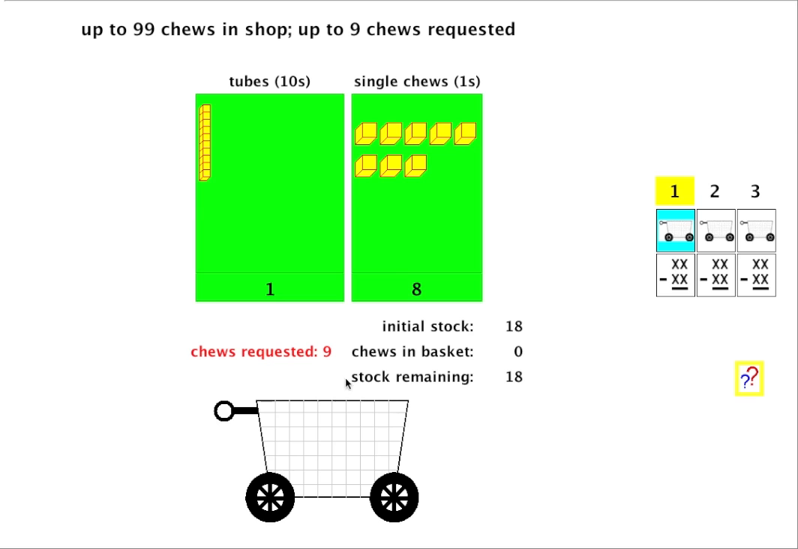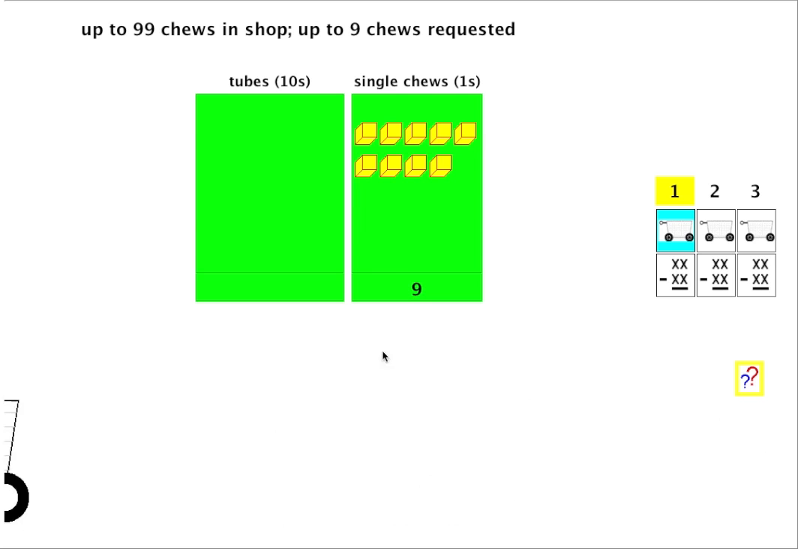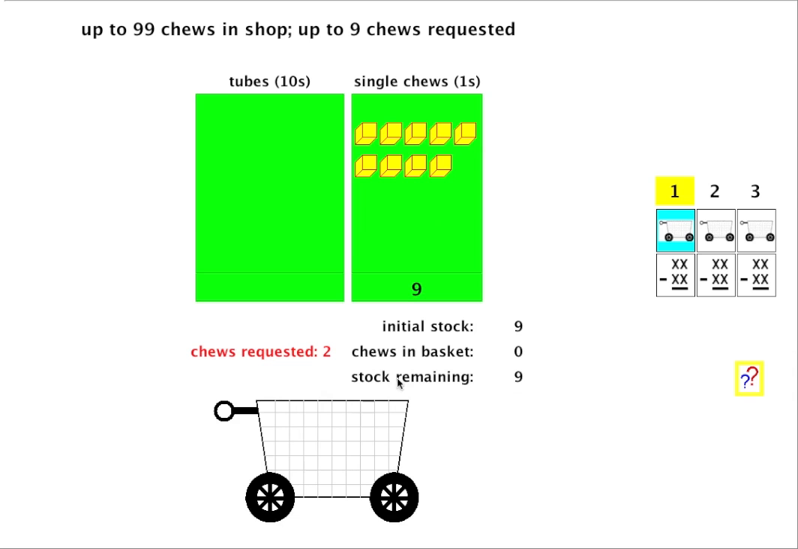And in comes the next one, and this customer wants 9. There are only 8 in the singles, so again you're going to have to break up a 10. One click there, one click in the singles, and you can now select 9. Click in the trolley, and off they go. This time 2 have been requested.